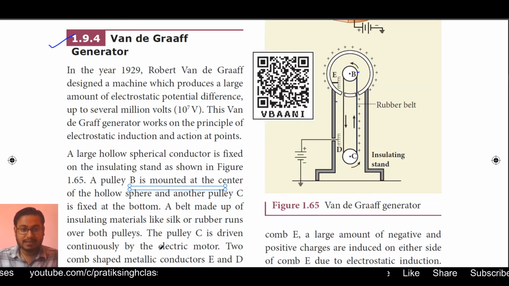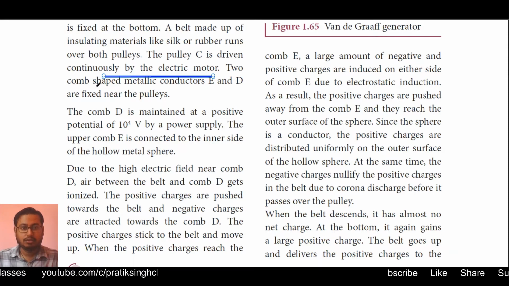The pulley C is driven continuously by an electric motor. So you can say this pulley C is attached to an electric motor which is continuously rotating it in the anti-clockwise direction. Two comb-shaped metallic conductors E and D are fixed near the pulleys. These comb-shaped metallic structures are used to transfer the charges from and to the spherical dome.